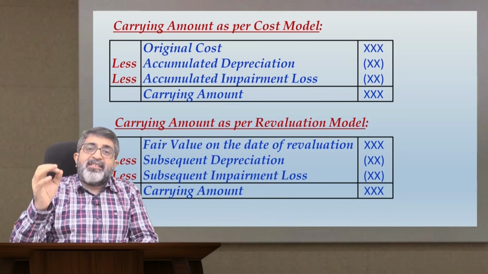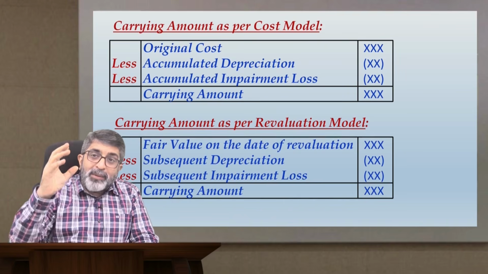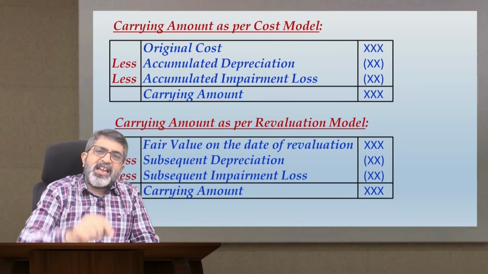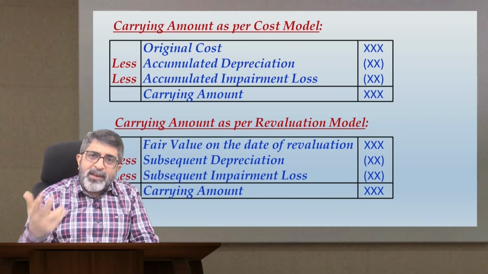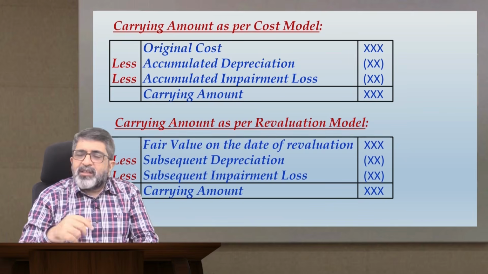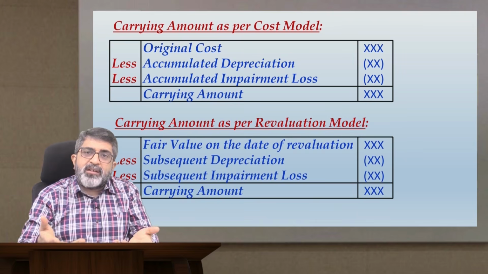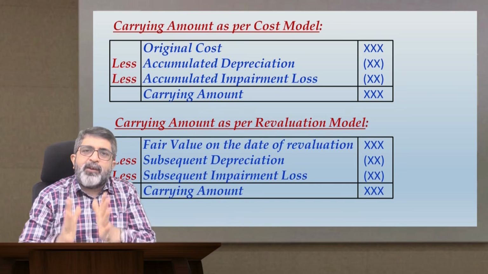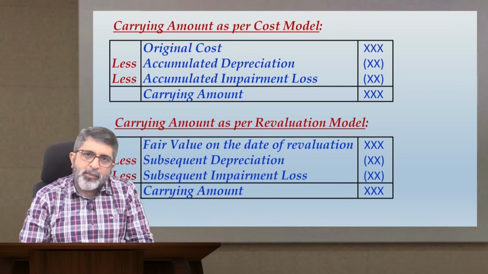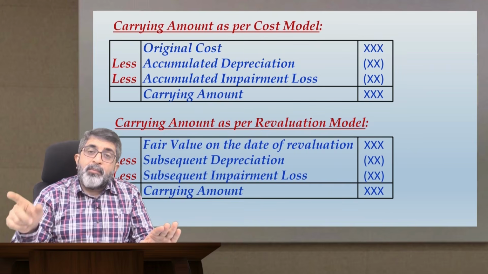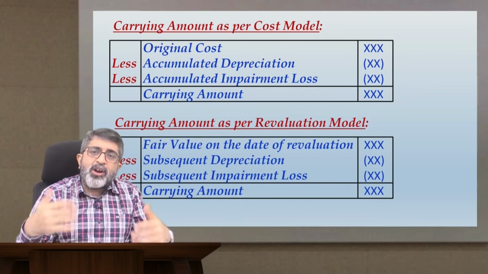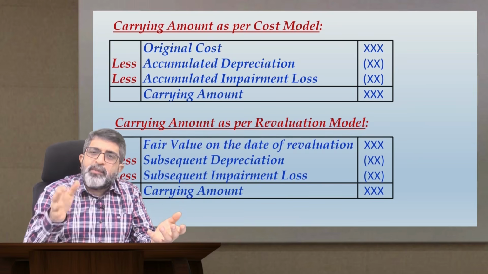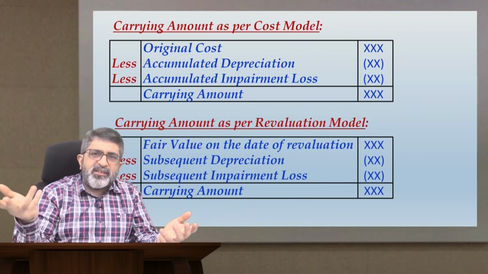When the market of that asset is highly volatile, that means changes are going to frequently happen, then it is recommended that you make the revaluation every year end. Then there is no question of any subsequent depreciation or impairment loss that will arise, because at every reporting date you are making a fresh valuation. So that value you have to put in your balance sheet, matter ends. But if the market of that asset is not highly volatile, then the suggested frequency of revaluation should be once in every 3 or 5 years.